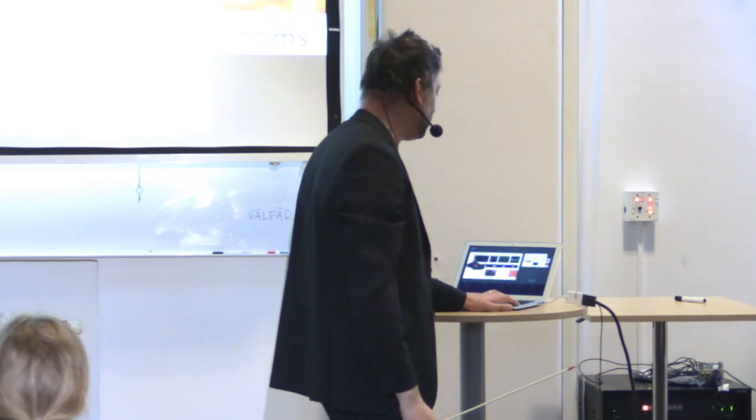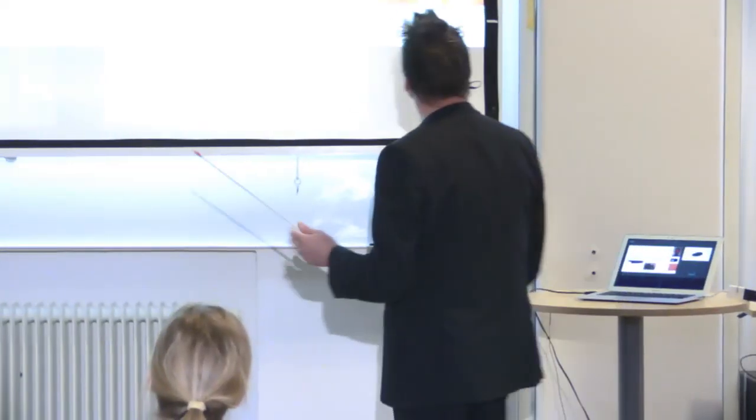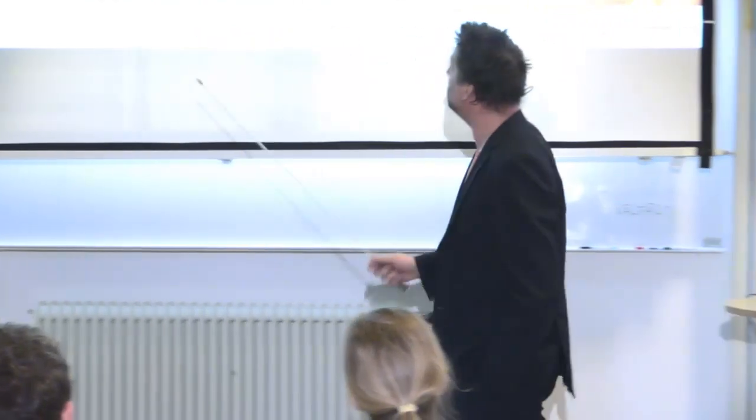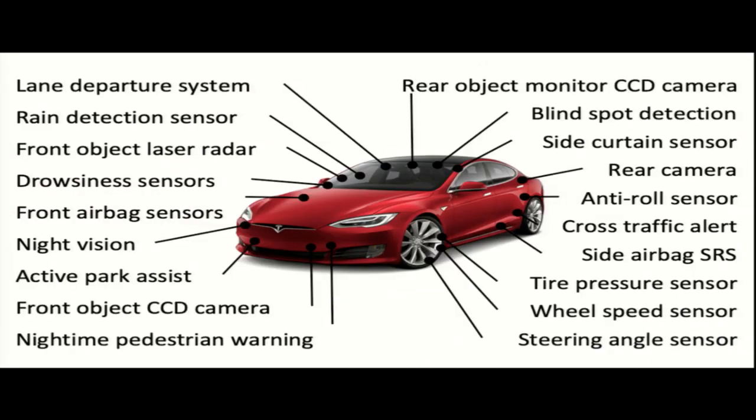A car does much more than only computing, because the car needs to see what is around it, so it needs sensors. What is a sensor? I had a colleague, Niklas Svedin, an old PhD companion of mine. When he was teaching students, he used to explain the sensor as the other side of the internet. So everything that got into the internet that became an electronic signal had to be put in there. And how do you convert a physical signal into an electrical signal? You use a system that is called a sensor. And a car is full of sensors, of course. A modern car typically has 100 sensors in it.